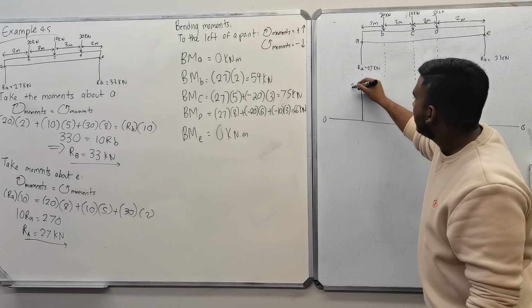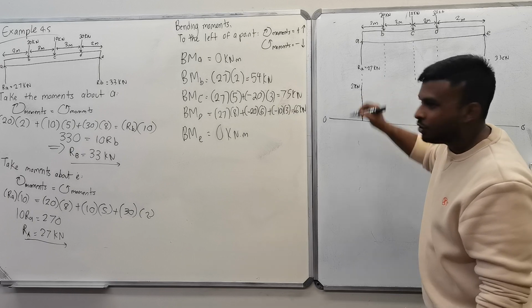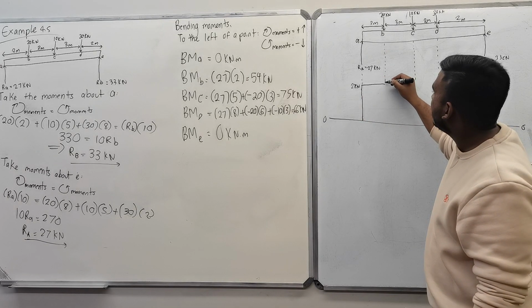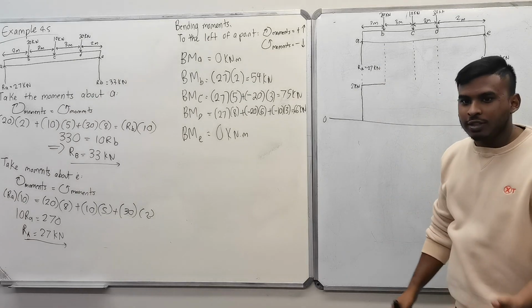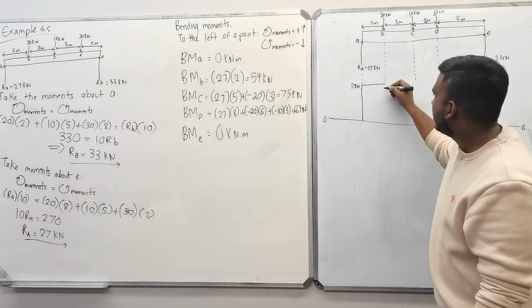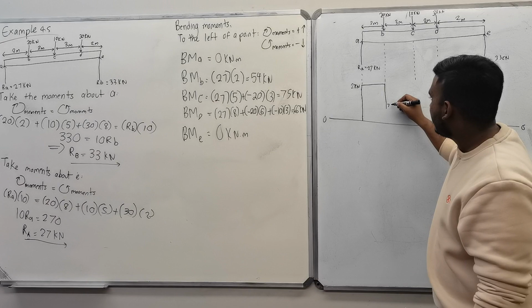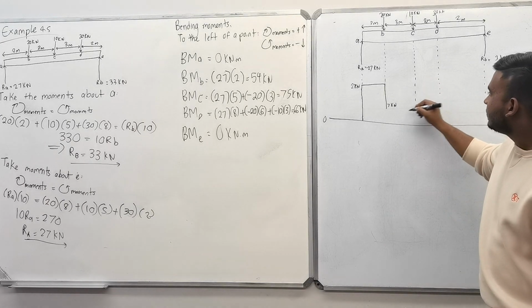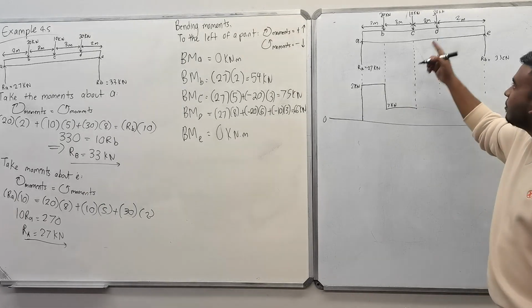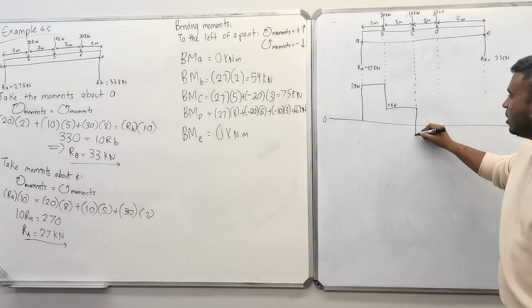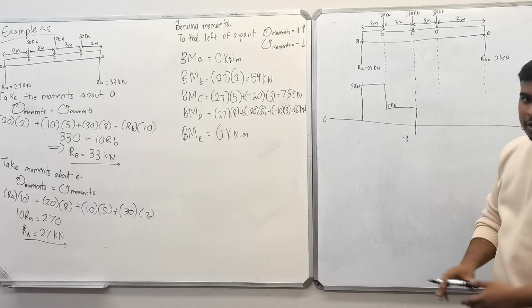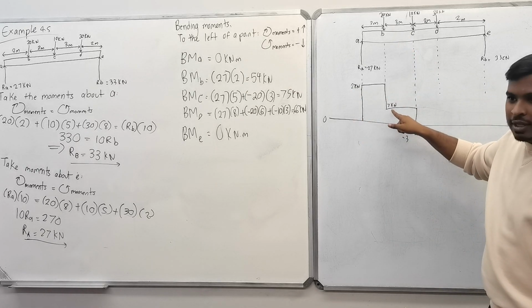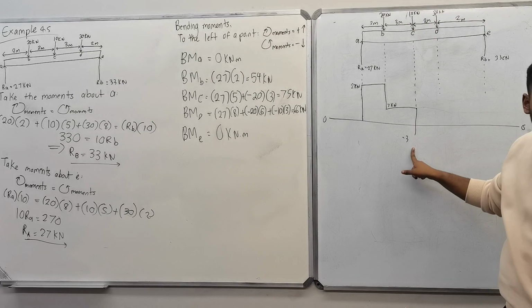positively until 27 kilonewtons. Stayed like that for 2 meters until it had a force coming down, a concentrated load of 20, which would bring this to 7 kilonewtons. Right? Stayed like that for 3 meters until another concentrated load of 10 got added. So that will take you to minus 3. You understand why, right? Because 27 minus 20 is 7. 7 minus 10 is minus 3.